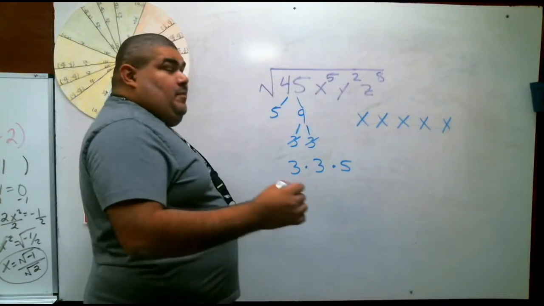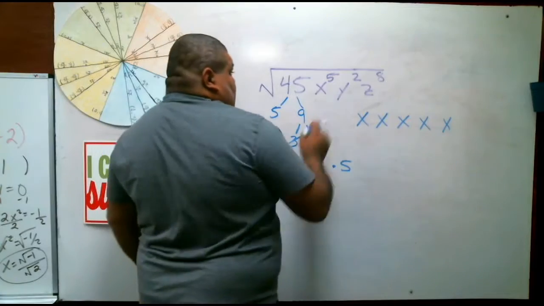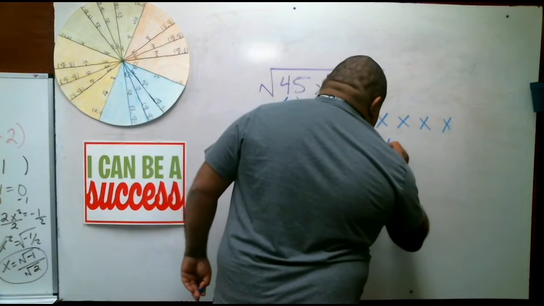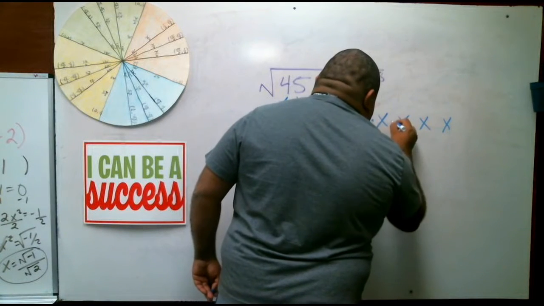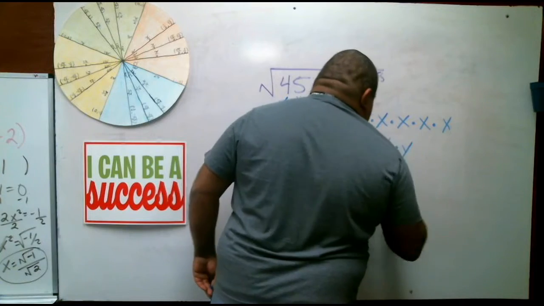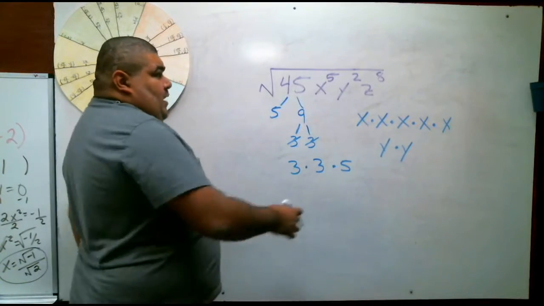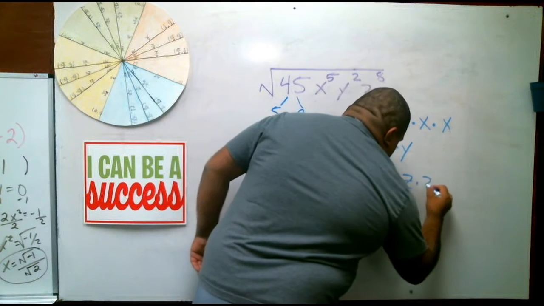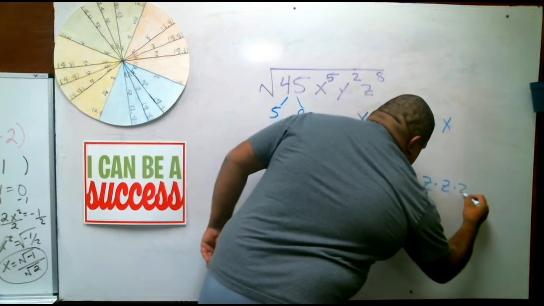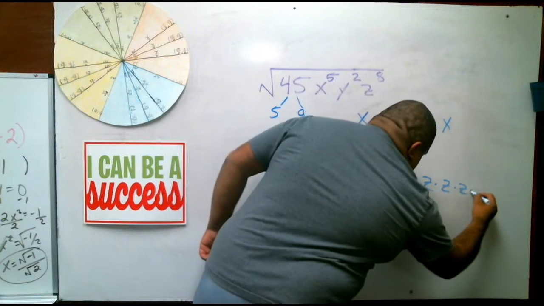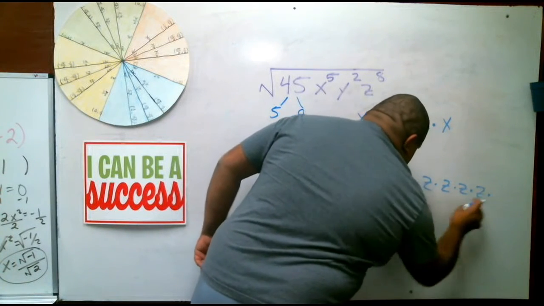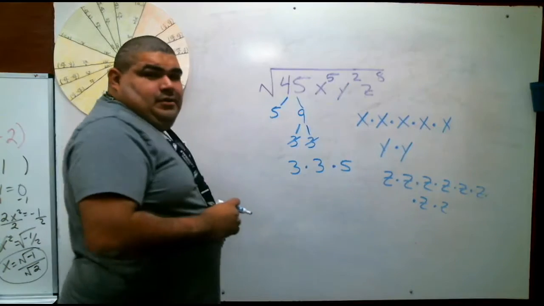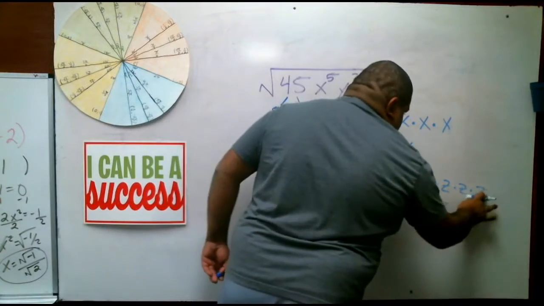Okay? But wait a minute. We have y's. We have 2 y's in here, okay? So we have y, and then another y. And then finally, we have 8 z's. 1, 2, 3, 4, 5, 6, 7, 8. Okay? So we have 8 z's in this problem.